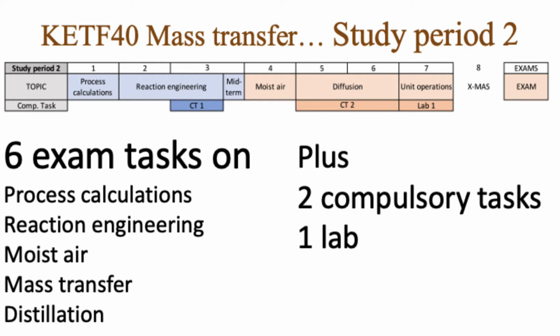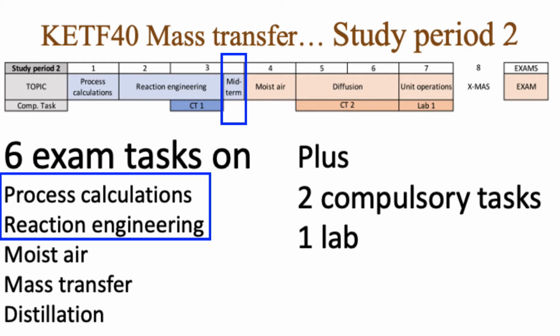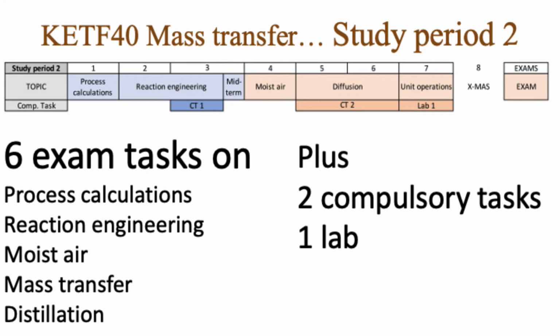There are 2 compulsory tasks and 1 lab in study period 2, the rest being assessed at a written exam with 6 exam tasks. It is possible to receive a pass on the first 3 exam tasks on process calculations and reaction engineering on a midterm exam, while the other 3 exam tasks on moist air, mass transfer and distillation are taken on the January exam.